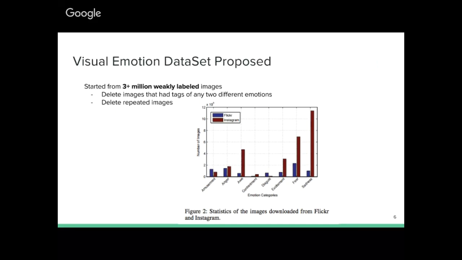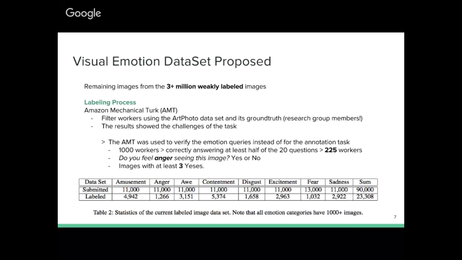This is the histogram of the number of images. You can see Flickr in blue and Instagram in red. The statistics, as you can see, are really unbalanced too. Well, how do they do the labeling process of this already downloaded dataset? They want to filter, so they use Amazon Mechanical Turk, this online annotation tool, and they want to filter the workers that are going to label the images.